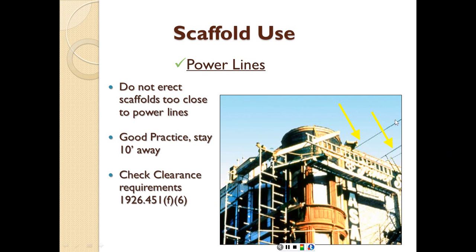One of the major issues here is power lines. Again, scaffolds are used to access higher elevations which might be very close to power lines. So do not erect scaffolds too close to power lines. The good practice is to stay at least 10 feet away from the power line. Check clearance requirements. You're going to find these in the code book that talk about the different voltage of the different cables and any additional distance that should be kept above and beyond the 10 feet.